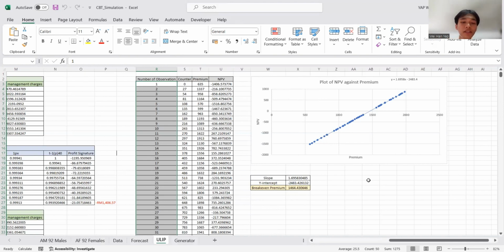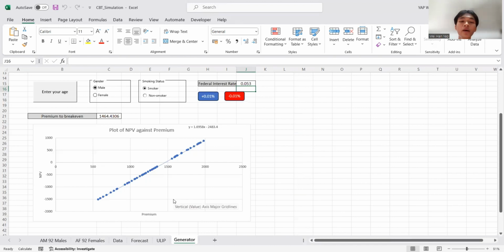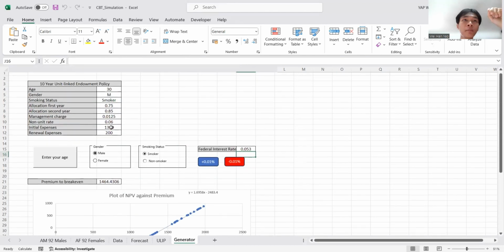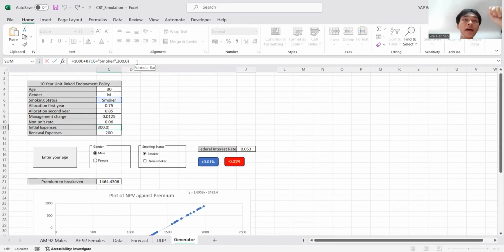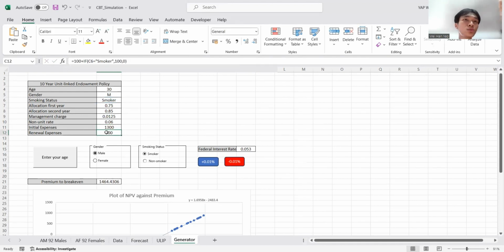Since our financial challenge is regarding uncertain interest rate, we have created a software where we could adjust the interest rate and fine-tune the premium based on the age, the gender, and the smoking status. Of course, we have decided to charge more expensive initial expenses and renewal expenses to smokers, as they give us more mortality charges and they are a bigger risk for us also.